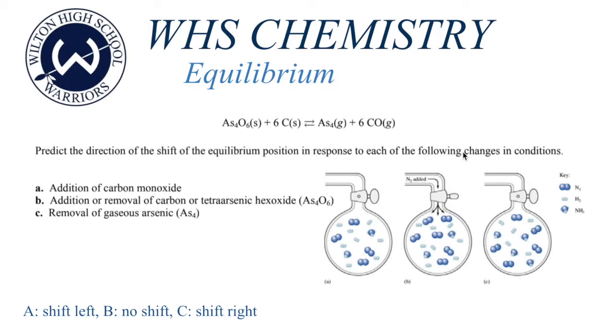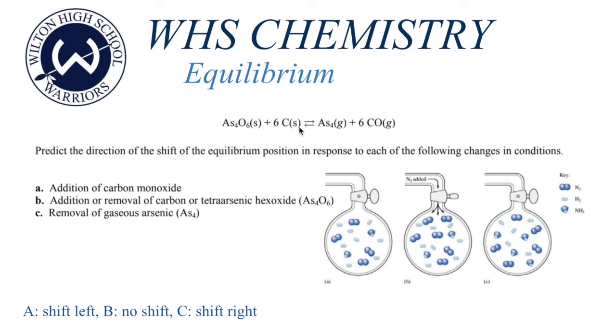For this question, when it asks about the addition of carbon monoxide, it's adding the gas on the product side. That means it's going to shift left to the reactants, because there's more of the product, so it has to compensate for that. For B, the addition or removal of carbon or AS406, that means it's asking about the reactants. But don't be too quick to judge that it would shift the other way, because these are both solids.